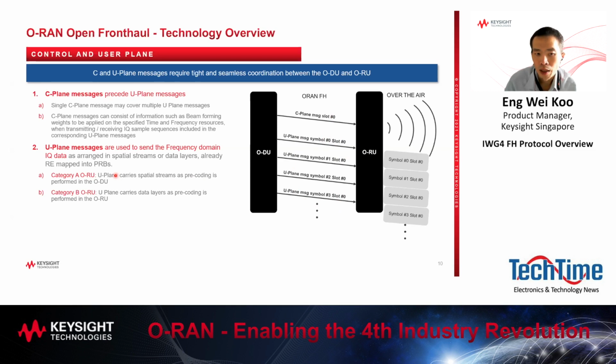And coming back to the massive MIMO beamforming methods, remember, we talked about category A and category B. In category A, the U-plane would actually carry the spatial streams because the precoding is performed within the ODU. And in the case of category B, the U-plane will carry the data layers because the precoding is performed within the ORU, right? This is mainly used as one example, but obviously for the C and U plane, there are more variants in terms of design and implementation.